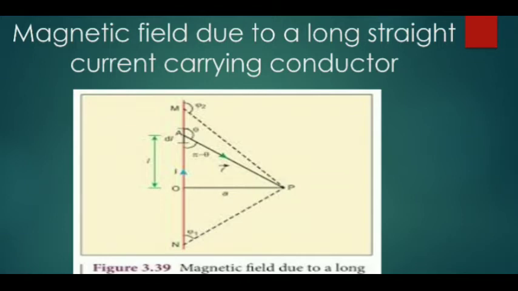Important question: magnetic field due to a long straight conductor carrying current. That is the topic, and this is an important 5-mark question. See figure number 3.39, magnetic field due to a long straight current carrying conductor. Which is the conductor? MN is the straight conductor, and the midpoint of the conductor is O. In this conductor I take a small element, dl.